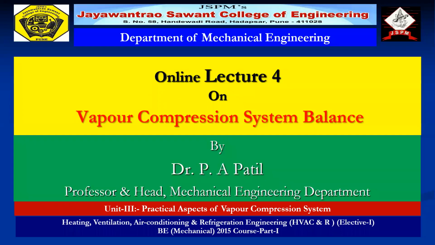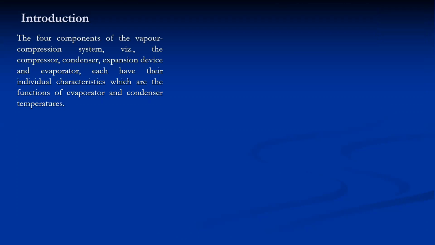Greetings and welcome to online lecture 4 on unit number 3, practical aspects of vapor compression system. This is the last segment of unit number 3, and in this segment we will discuss the balancing of vapor compression system. Vapor compression system mainly consists of 4 basic components, that is compressor, evaporator, condenser and expansion devices.